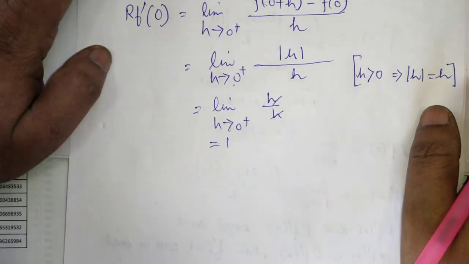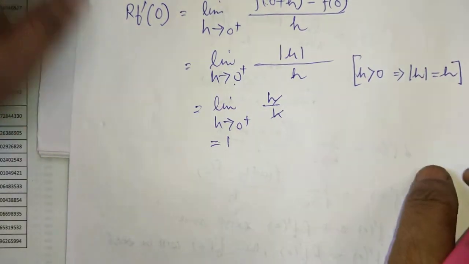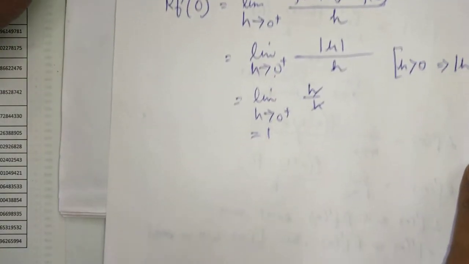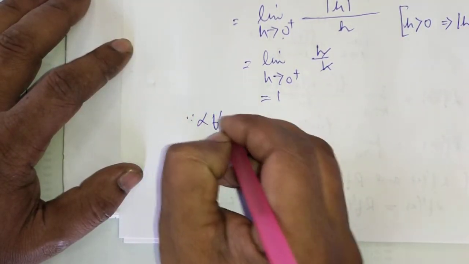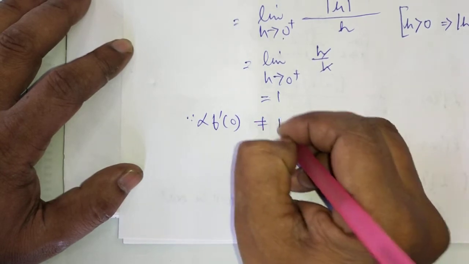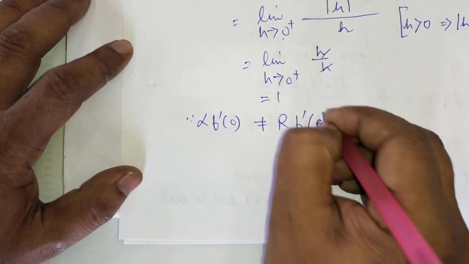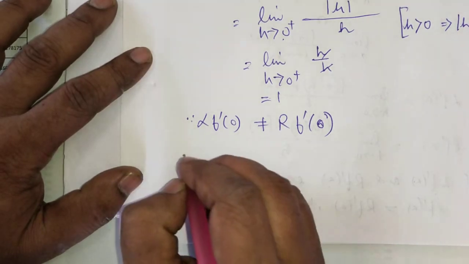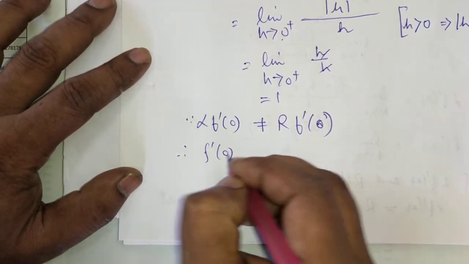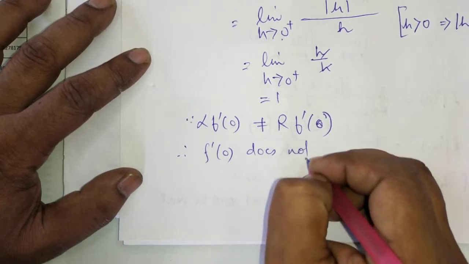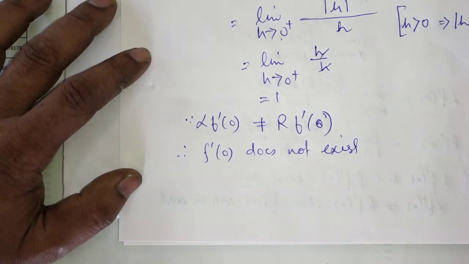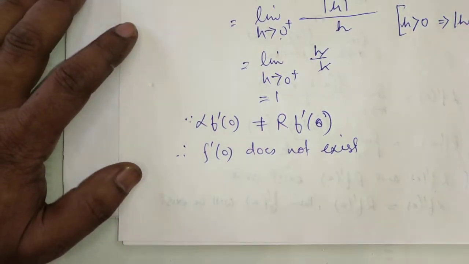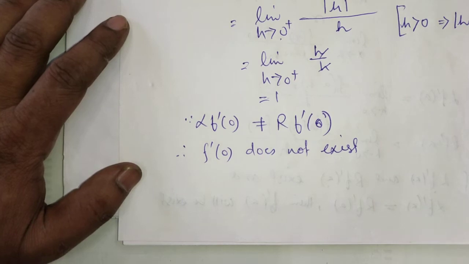Both exist, no doubt, but they are not equal. Since L f dash 0 is not equal to R f dash 0, what is your conclusion? Therefore f dash 0 does not exist. That means at x equal to 0 the function is not differentiable. That means at x equal to 0 you cannot get dy by dx or f dash x.